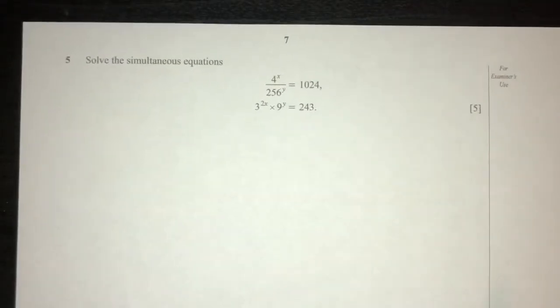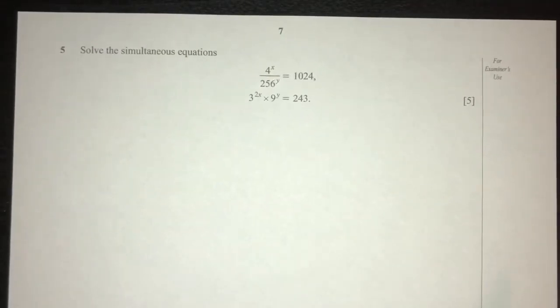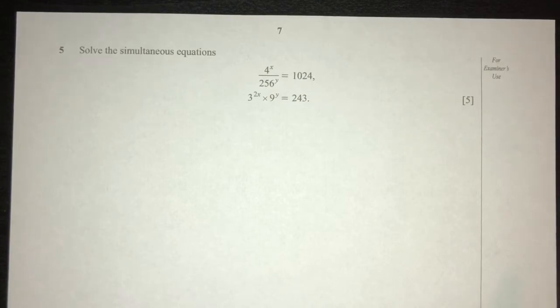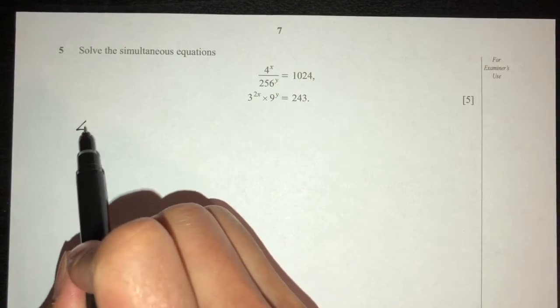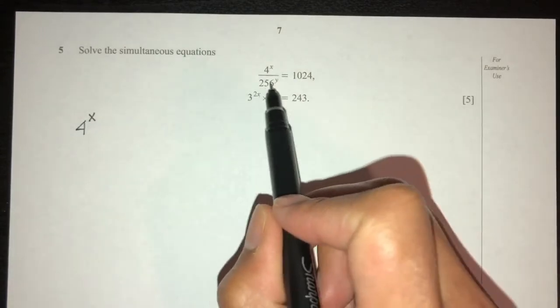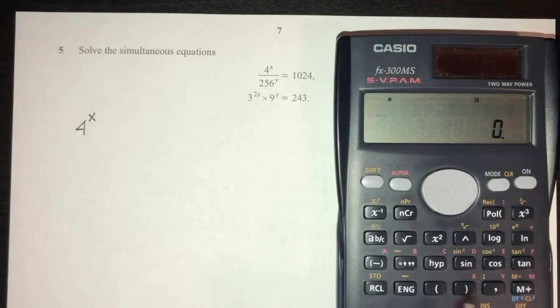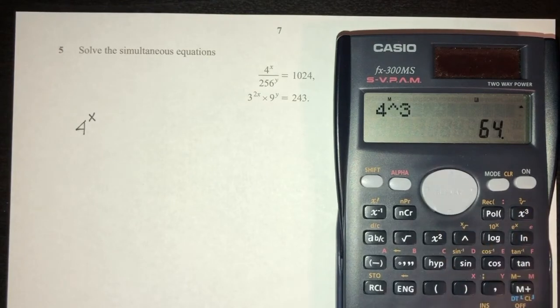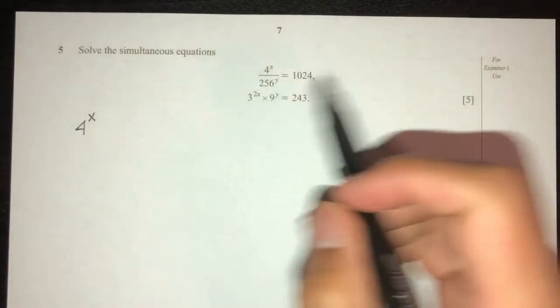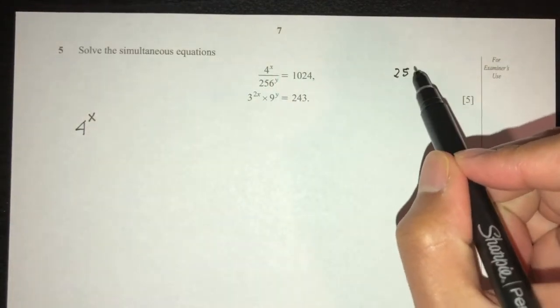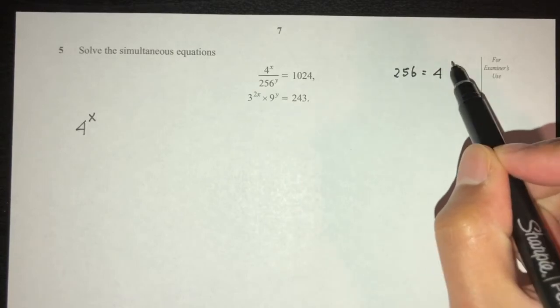Let's move on to question number 5. Solve the simultaneous equations. Let's see what we can do here. One by one. Here we have 4 power x. Now what is 256? Let's try. 4 power 3 is how much? Times 4. Okay, so basically 4 power 4 is 256. So 256 can be written as 4 power 4.